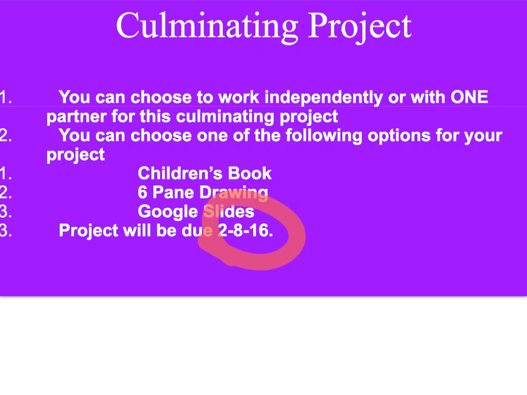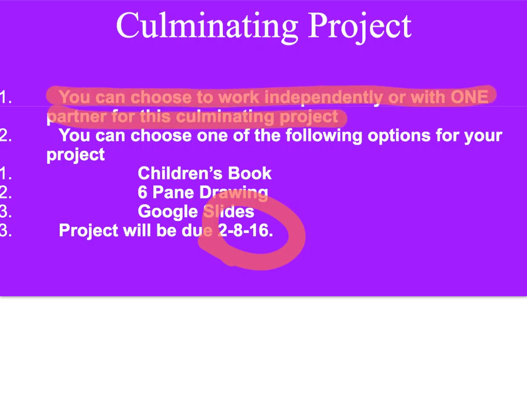So for this assignment, you can choose to work independently or with one partner. We cannot do groups of 3. So if you're one of those people that want to work alone, awesome, do it. If you're one of those people that prefer to have a partner, you may have one partner. You're going to make a choice here if you want to do a children's book, a 6-pane drawing, or Google Slides. I have rubrics and pacing guides in eBackpack. I'm going to ask that you go and review those after we finish this presentation and you made your choice of what your final project is going to look like.